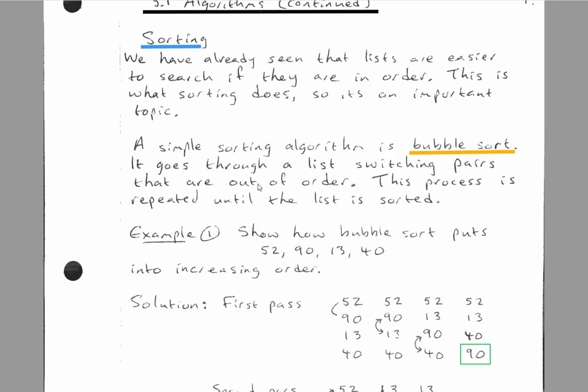Alright, so if you go through a list switching pairs that are out of order, you'll improve the list, but it won't sort the entire list. So you have to do a second pass, then a third pass. So repeat this switching until the list is sorted.